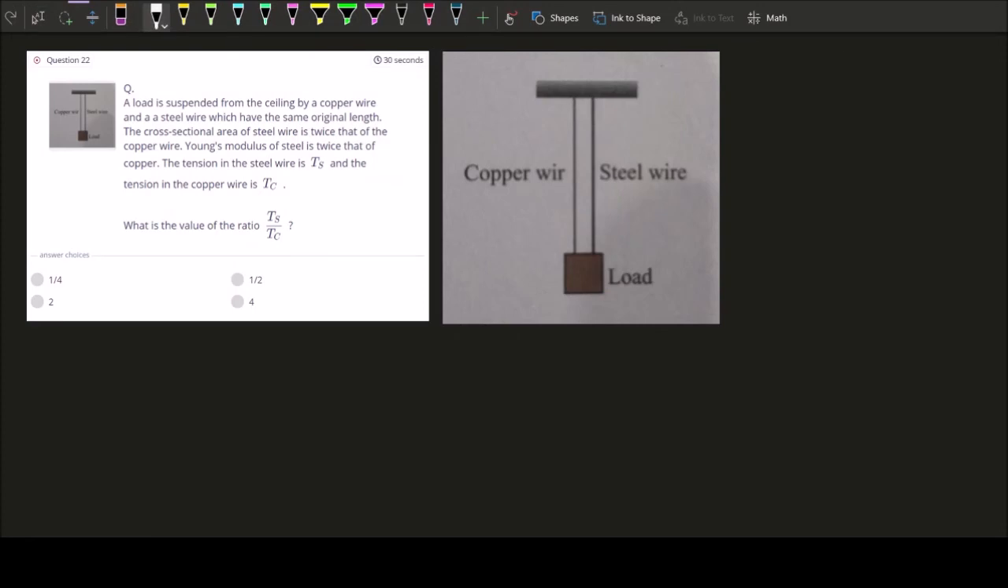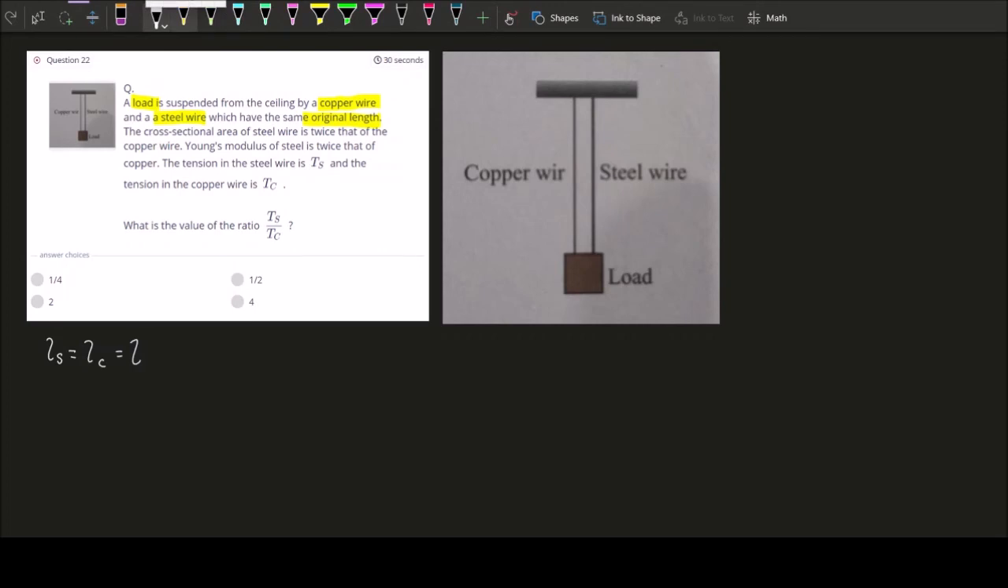Question 22. A load is suspended from the ceiling by a copper wire and a steel wire which have the same original length. So you have a copper wire and you have a steel wire. They are both used to suspend a load and they have the same original length. Let's just denote the original length as L. Then a load is suspended, so let's not assume anything else. The cross-sectional area of the steel wire is twice that of the copper wire.